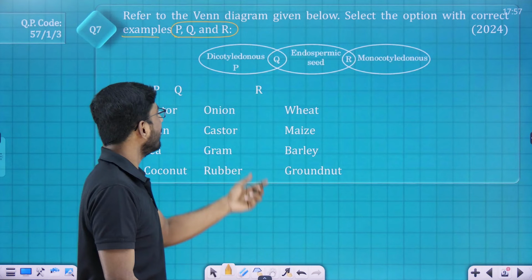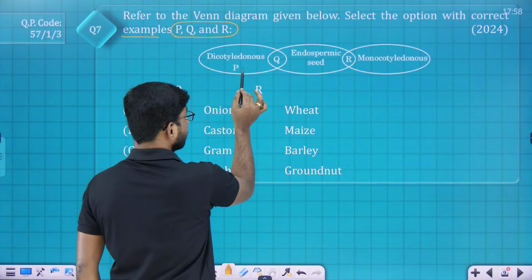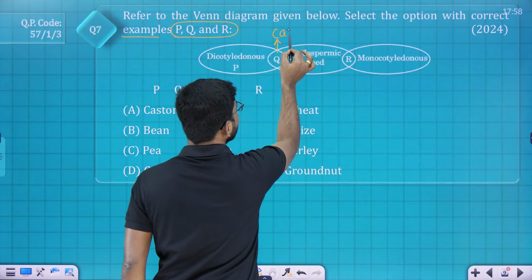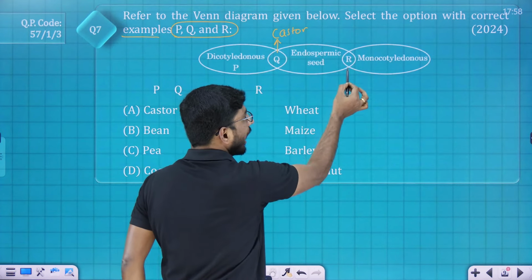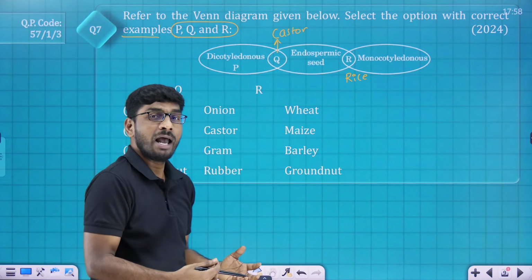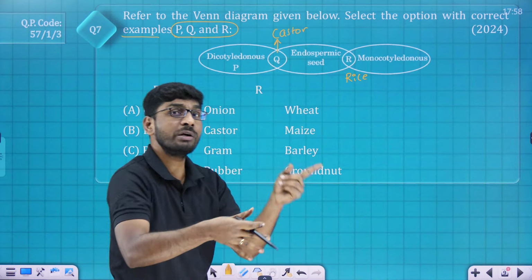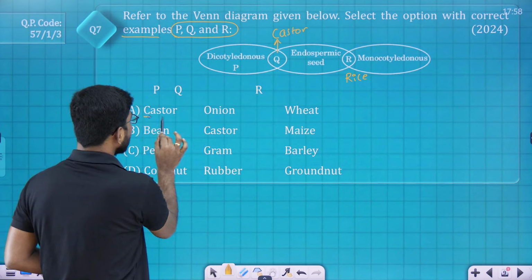Clear? Now, what is given here? Dicot, endosperm is given. So for P, Q, what can I write? Q is a castor. Right? Next, endosperm and monocot. Here I can write rice, wheat, maize. These all are monocots with endosperm. Okay, fine. So first one is P, we can write it is a castor.